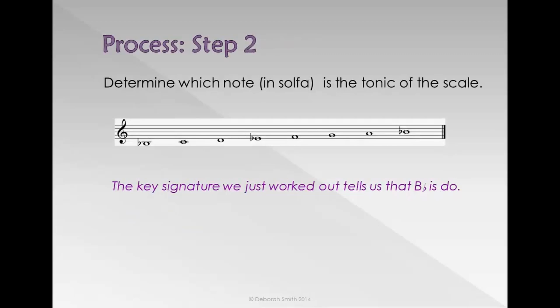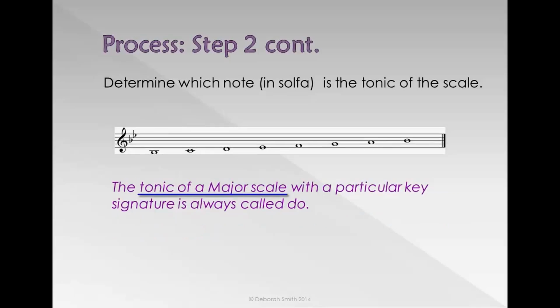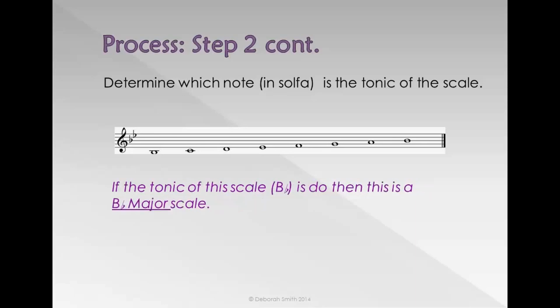This key signature tells us that B flat is do. This is because B flat is the tonic of the major scale with this key signature. The tonic of a major scale with a particular key signature is always called do. If the tonic of this scale, the B flat, is do, then this is a B flat major scale.